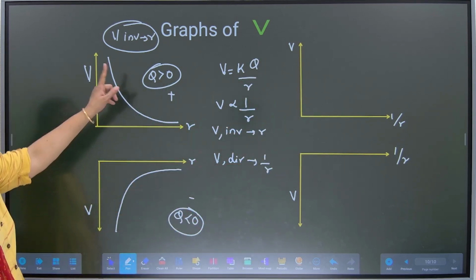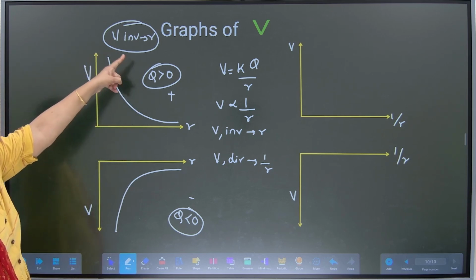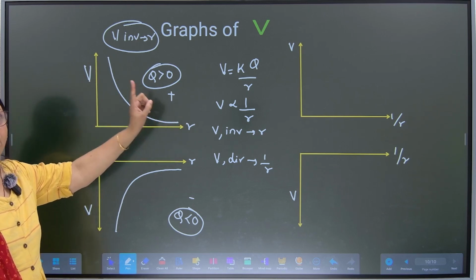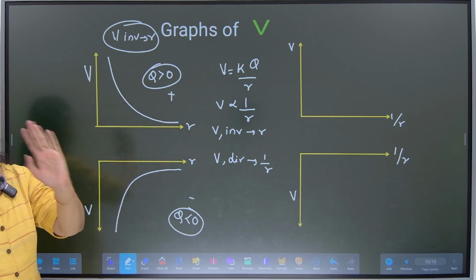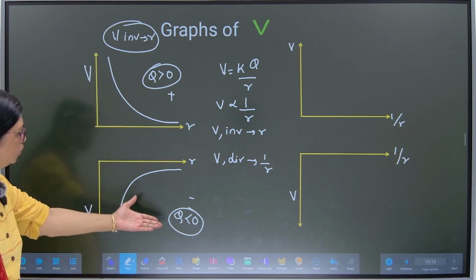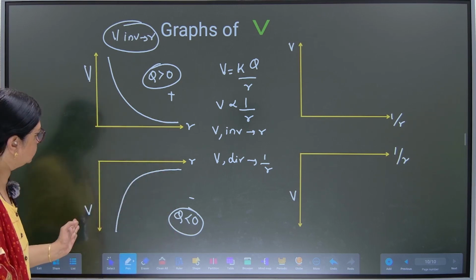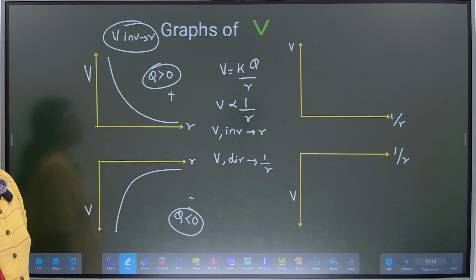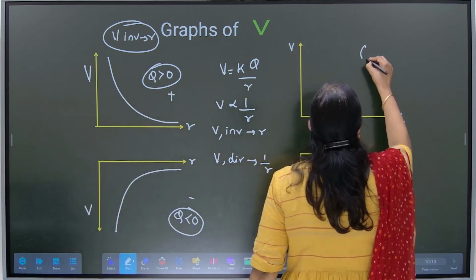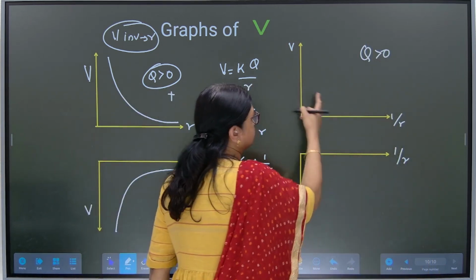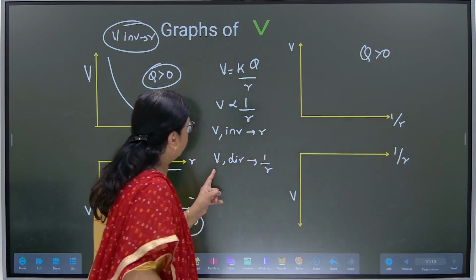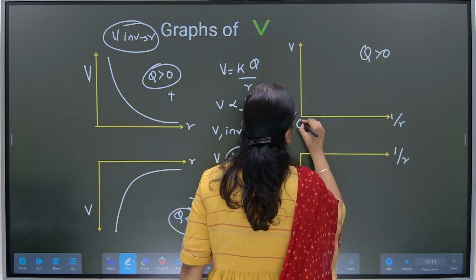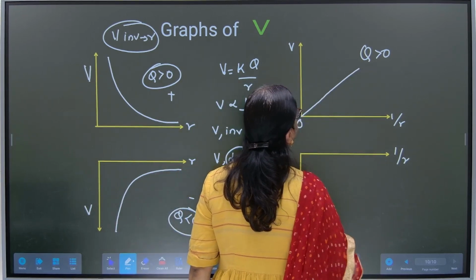Fine. So if Q is greater than 0 and I read it as V inversely proportional to R, you have to be very careful according to what is given on the y-axis and x-axis, and accordingly you have to draw the graph. Okay? Now, for Q less than 0, that is the charge is negative, same axis, x-axis is R, y-axis is V, draw this kind of a graph. Now, for Q greater than 0, what is there on the x-axis? 1 upon R. And how can I read it? V directly proportional. So how should I write? V directly proportional. Draw this way.